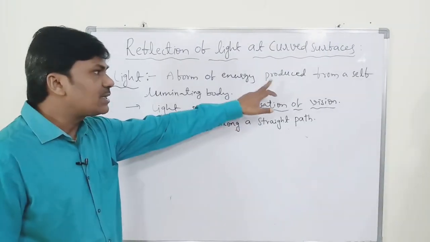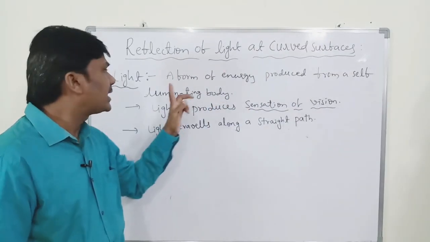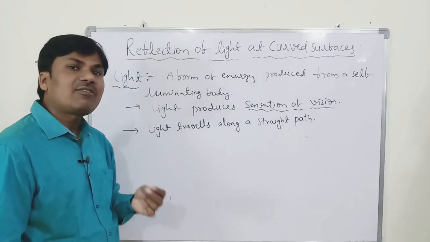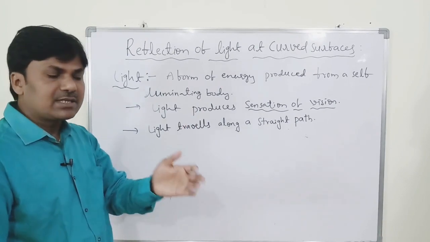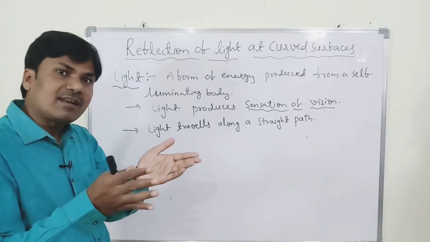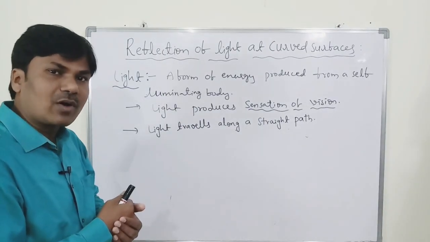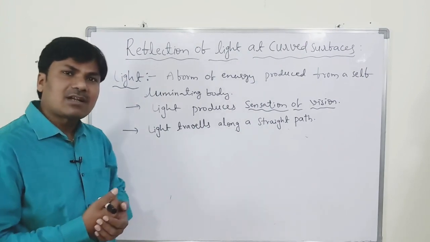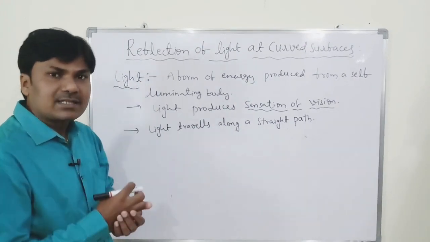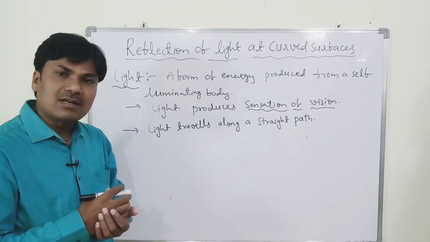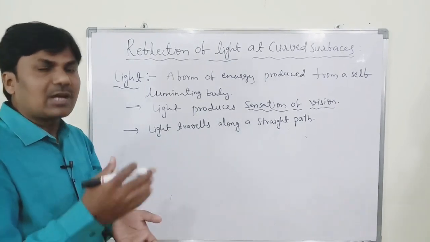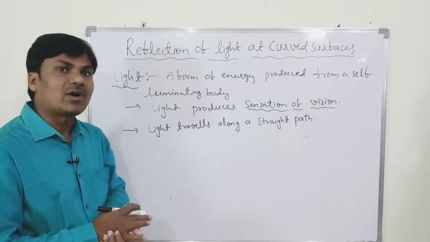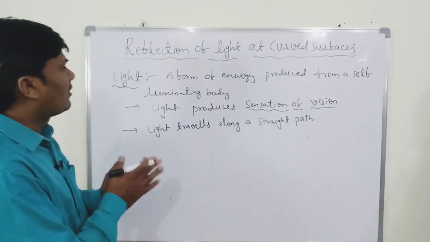From where is it produced? It is produced from a self-illuminating body. A self-illuminating body means, like the sun. The sun is a self-illuminating body. It means the body which can produce light by itself is known as a self-illuminating body. The other self-illuminating bodies are what? A tube light is a self-illuminating body. A candle is also a self-illuminating body because they can produce light on their own. These types of bodies are known as self-illuminating bodies.